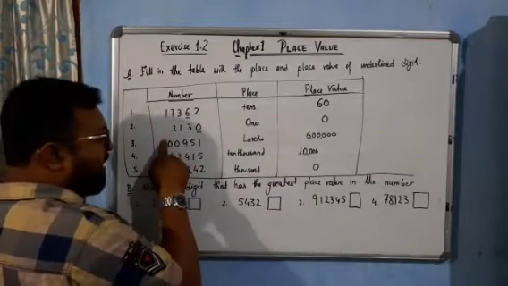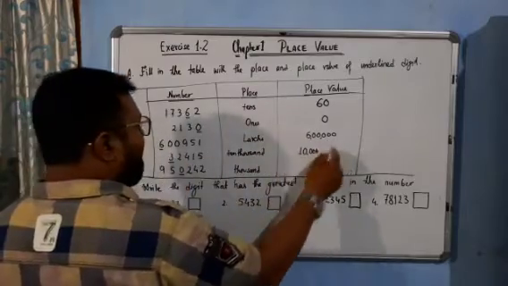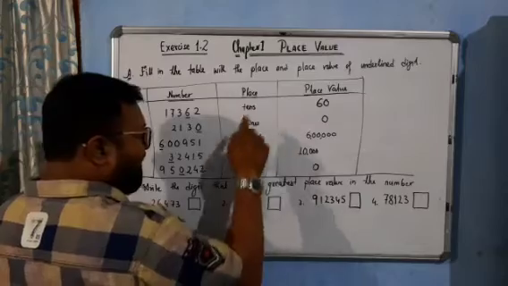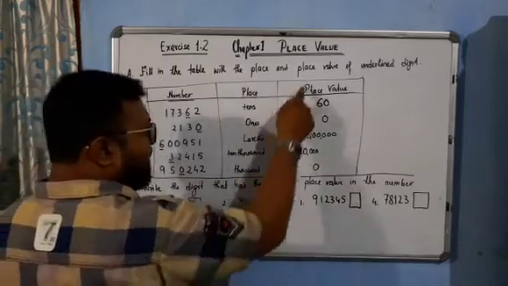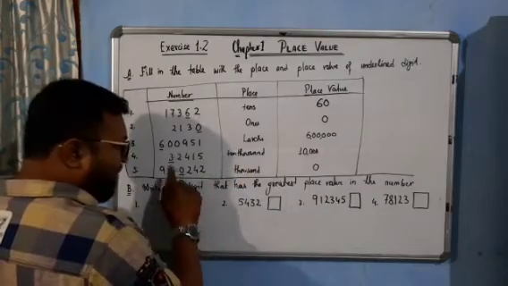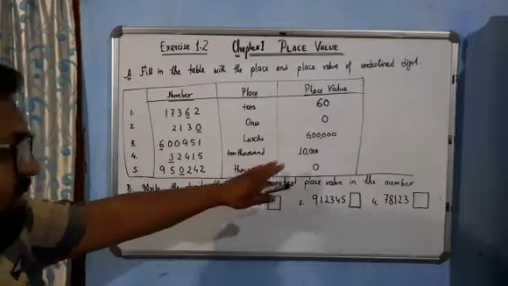6 is in lakhs place, so I will write lakhs, and the value of this digit is 6 lakh. 3 is in 10,000 place, so I will write 10,000 for the place, and the value will be 10,000. 0 is in 1000 place, so I have written 1000, but the value of 0 will be 0. So I hope you have understood this one very nicely.